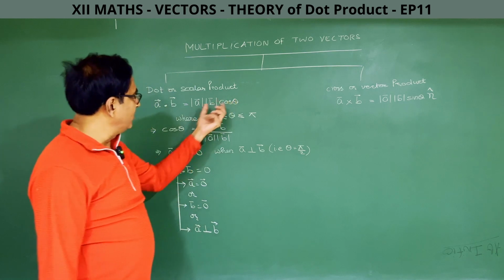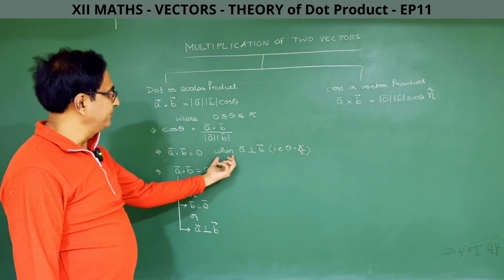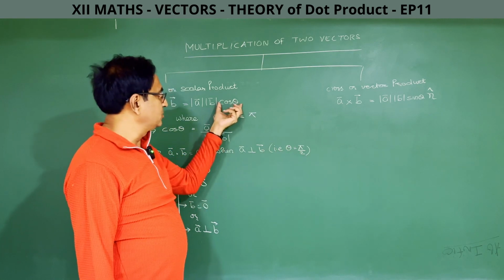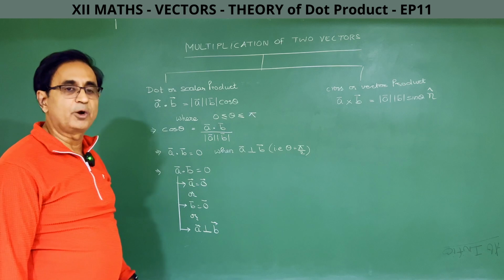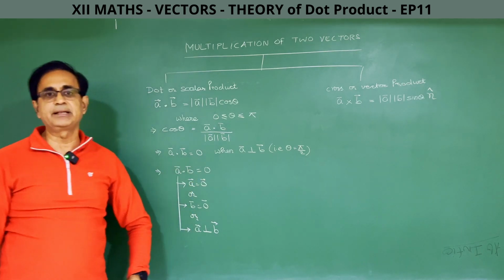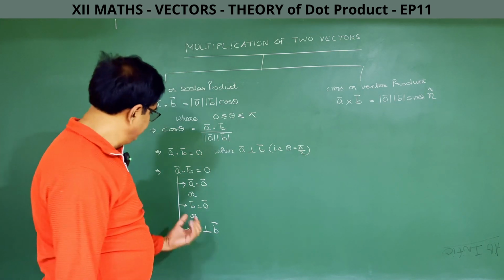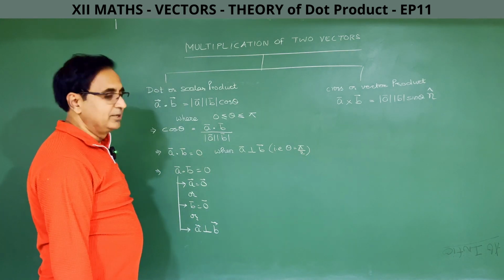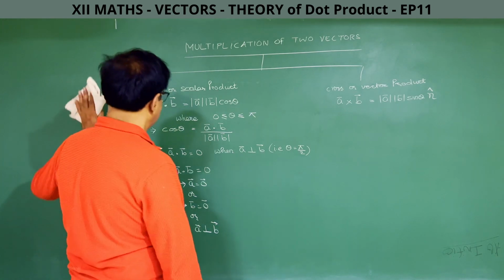And the cos theta formula can be obtained from the main formula by rearranging. And if theta is pi by 2, and since cos pi by 2 is 0, A is perpendicular to B, that means in that case A dot B is 0. Or if A dot B is 0, I can draw three inferences: either A is a null vector, or B is a null vector, or A is perpendicular to B. So now I will start with the next portion of this theory. So I will rub this off.